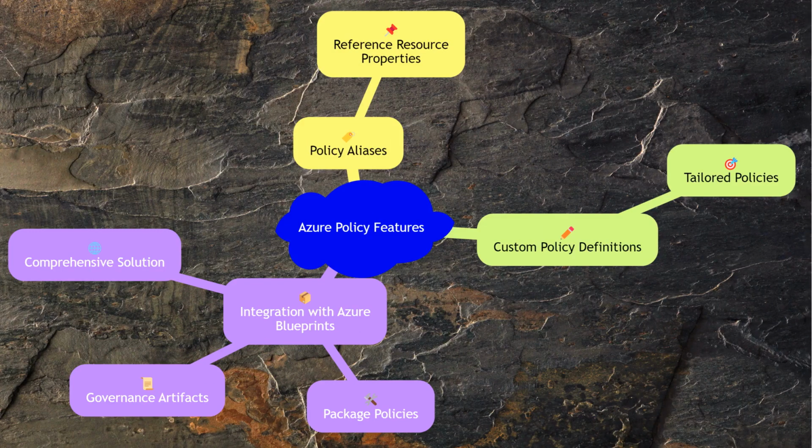Azure Policy offers advanced features such as policy aliases, custom policy definitions, and integration with Azure Blueprints. Policy aliases allow you to reference specific resource properties in your policy definitions. Custom policy definitions enable you to create policies tailored to your unique requirements. Integration with Azure Blueprints allows you to package policies with other governance artifacts, providing a comprehensive governance solution.